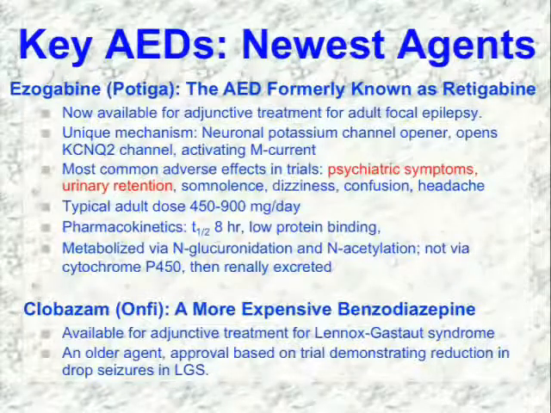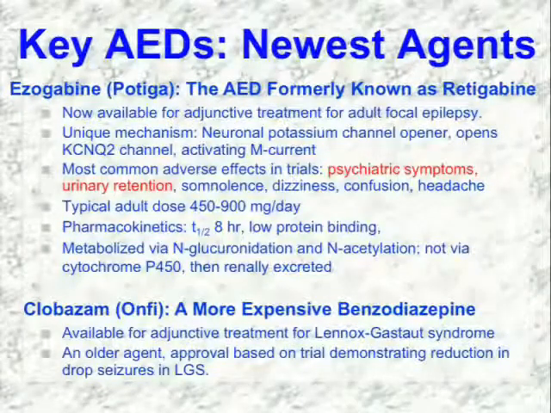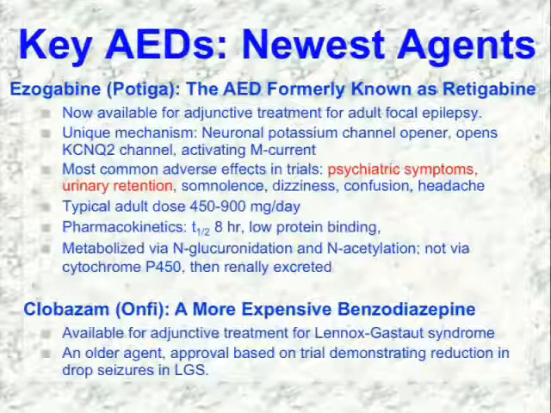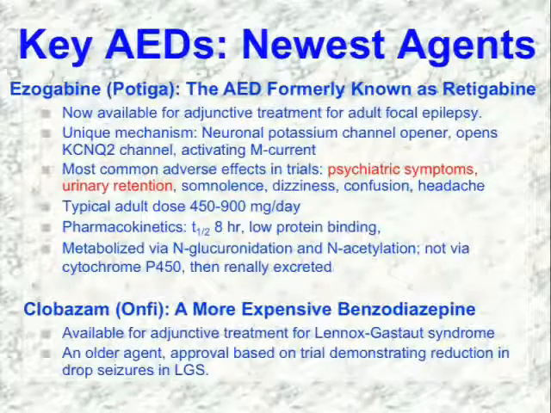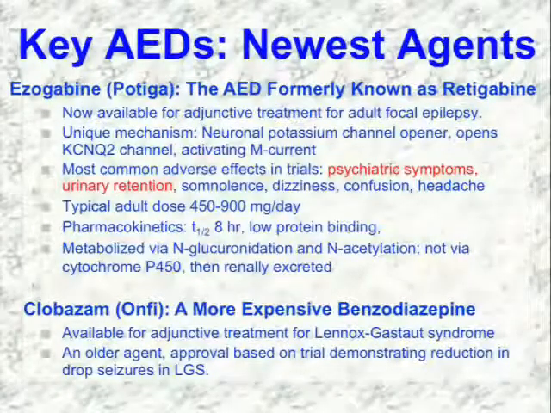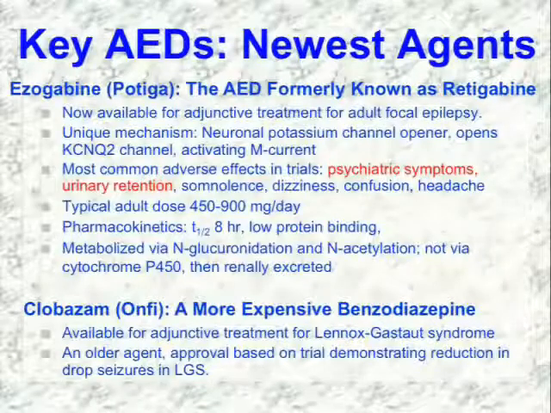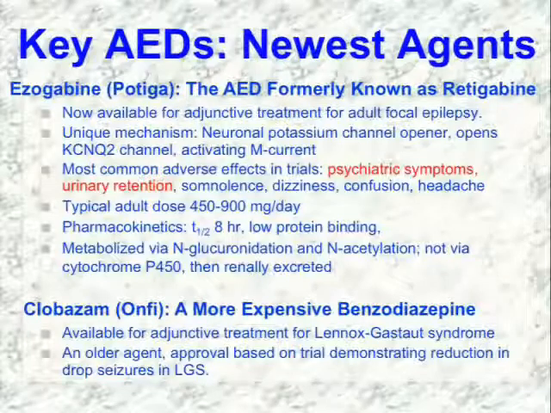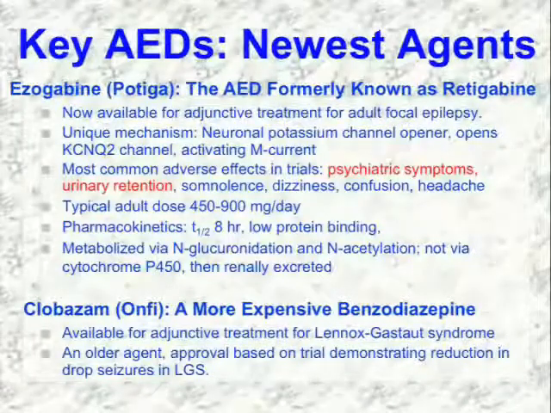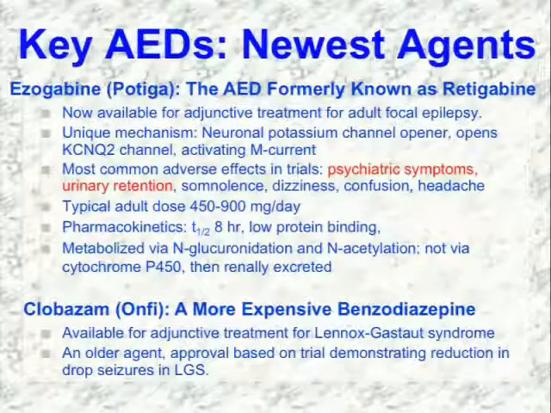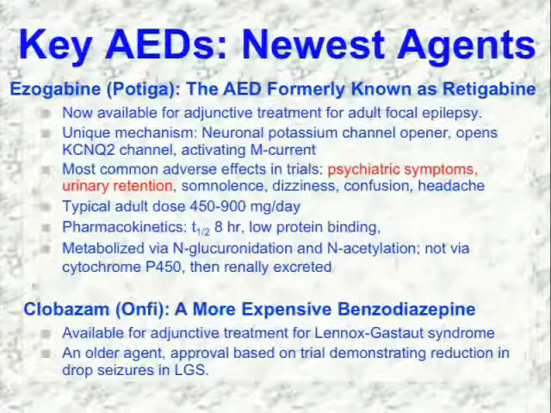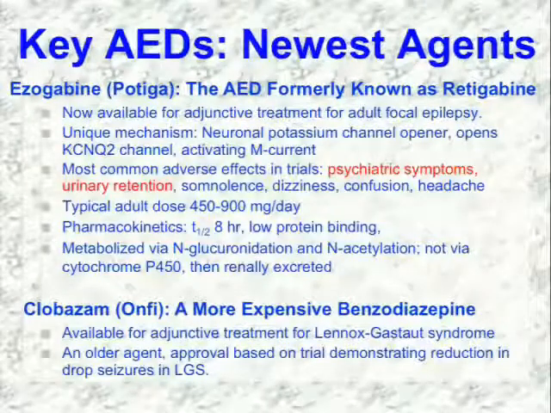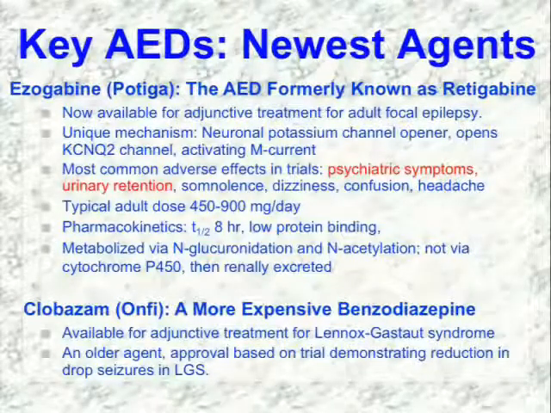Adverse effects, I don't really have a feeling yet for the adverse effects of this agent because I'm not sure that my patients have actually started to take it yet. I prescribed quite a few on it, but there's just still a process of getting the medication and starting it. But what was concerning in the clinical trial is that there is an incidence of people with psychiatric symptoms on this and also urinary retention. Those are the things I'm going to look out for as special concerns with this agent. Typical adult dose is somewhere around 450 to 900 milligrams a day. It's recommended 3 times a day dosing.